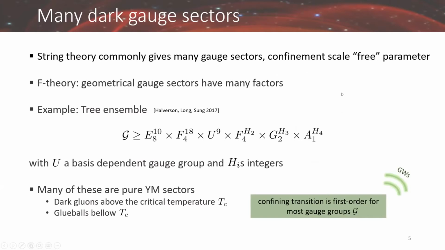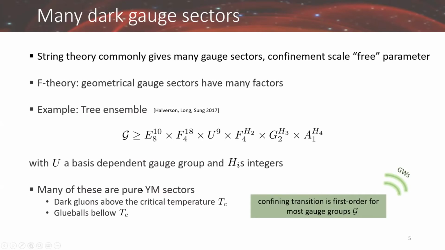So this is my only stringy slide. In many cases, it's common to have many dark gauge sectors in string theory, and you can consider the confinement scale as a free parameter. It's determined by the geometry, but it spans many orders of magnitude. For example, in F theory, you have many geometrical gauge sectors that are forced upon you by the geometry, and these typically have many gauge factors. An example is the tree ensemble, which was built by some of my collaborators, which has a minimal gauge sector that's given by a bunch of these factors, dozens of E8 factors, F4s and G2s, and some other gauge groups as well. So you have hundreds to thousands of gauge group factors in these constructions.